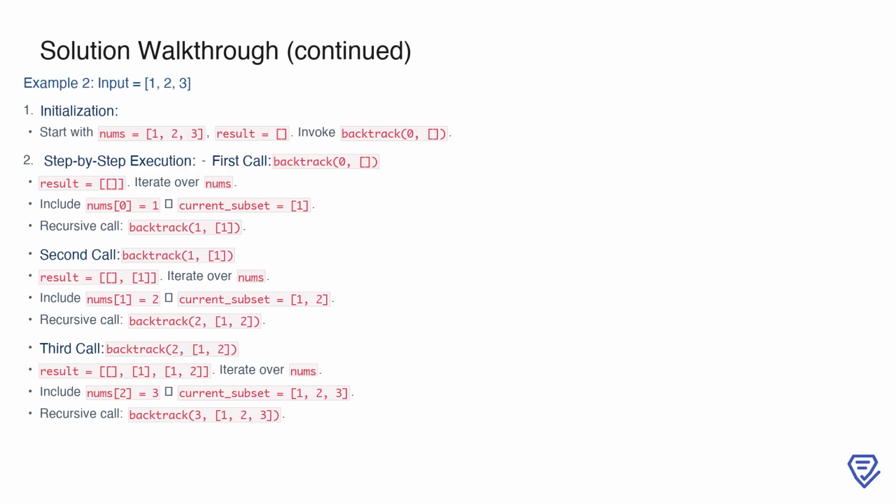Iterating from index 1, nums[1] equals 2 is added to current_subset, which becomes [1, 2]. Another recursive call is made with start equals 2 and current_subset equals [1, 2]. In this third call, [1, 2] is added to result, so result equals [[], [1], [1, 2]]. Continuing to iterate, nums[2] equals 3 is included in current_subset, updating it to [1, 2, 3], and another recursive call is made with start equals 3 and current_subset equals [1, 2, 3].